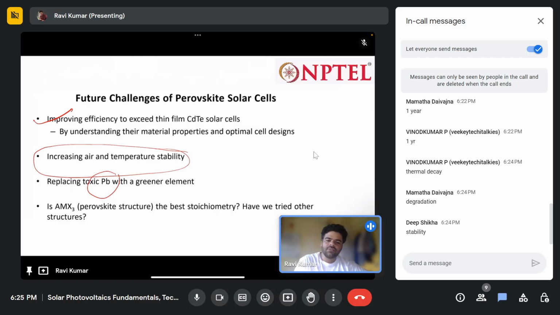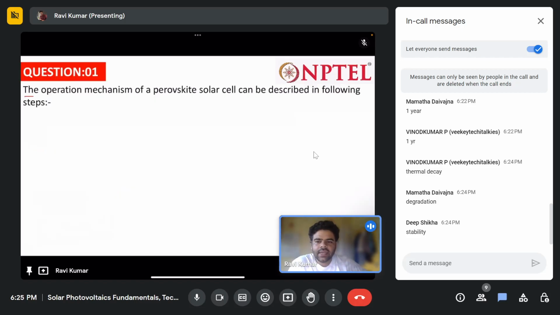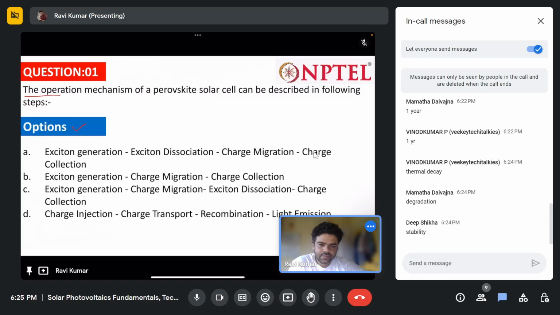Okay, so I think we have seen the perovskite material, then the solar cell, their advantages, disadvantages, and the future challenges. Now we will start with the questions. The first question says, the operation mechanism of a perovskite solar cell can be described in the following steps, and these are the options. The operation mechanism. First thing, what should happen?